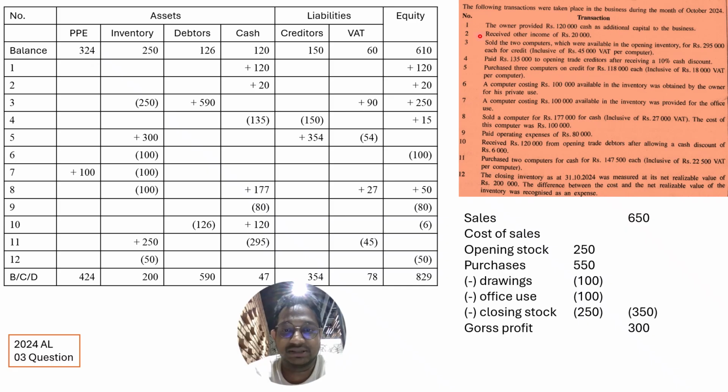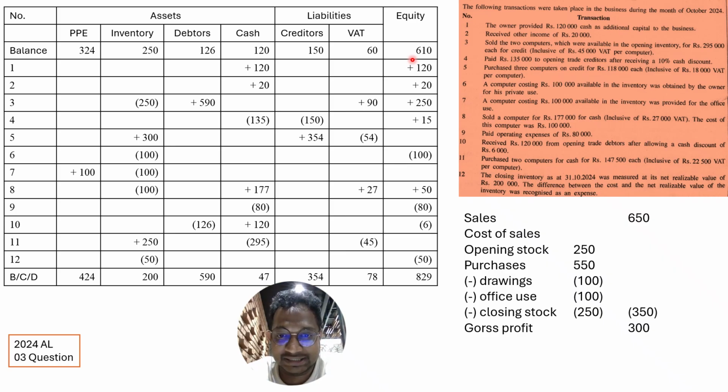And here the first thing, the owner provided 120,000 cash as additional capital. So your cash should increase by 120 and your equity should increase by 120. And then received other income of 20,000. So your cash should increase by 20 and the equity should increase by 20, because the income, expenses, borrowings, and internal capital you have to record under equity, right?